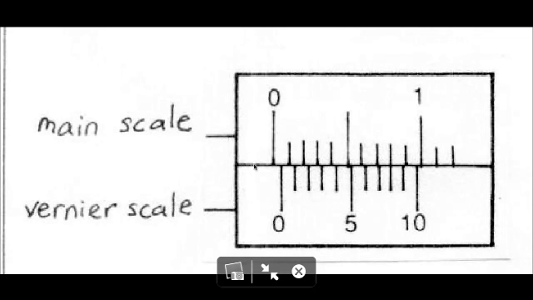Now I will have to find out the zero error here. What I'll do is see which line on the vernier scale coincides with a mark on the main scale. Let's see. This one, no. This one, no. This one, no. No, no, no. And yes, this one, yes. So which mark is it? 6th, 7th, and 8th mark. The 8th mark is coinciding with a mark on the main scale.